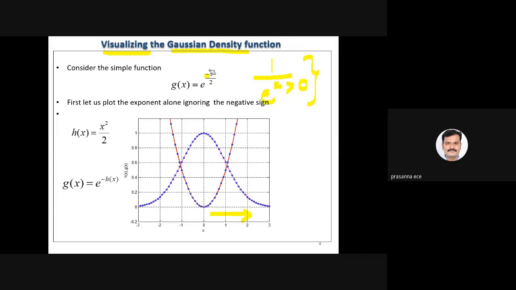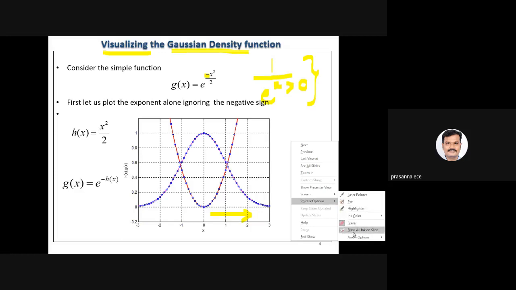So how did we obtain it? We first had a quadratic equation and then we raised that to the power of e. So we get this function which is decreasing very fast because of this denominator term. Hope you understood this. If you have any doubt, you can stop and ask me anytime.